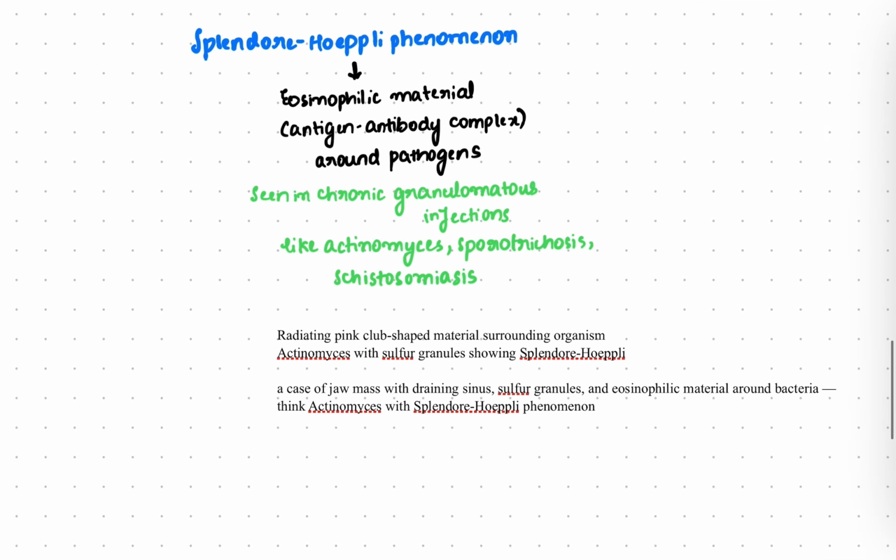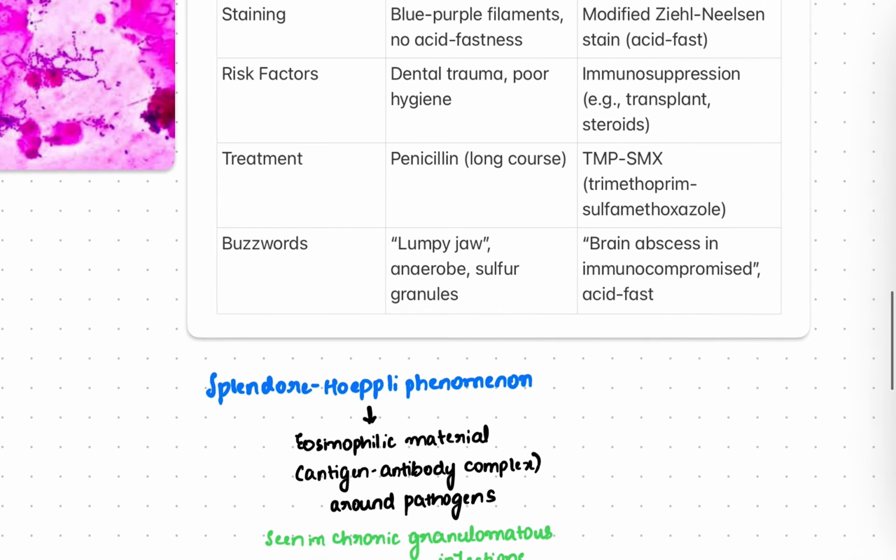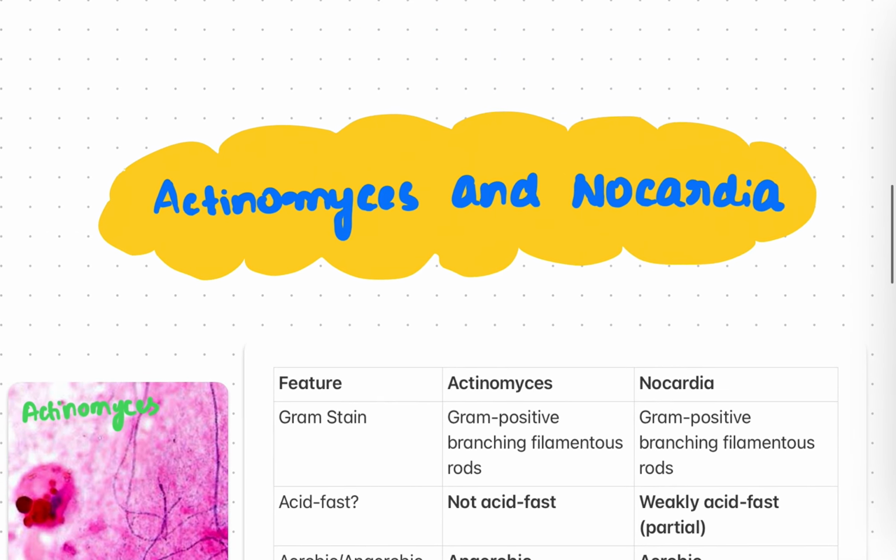So whenever we see a case of jaw mass with draining sinus, sulfur granules, and eosinophilic material around the bacteria, that is the Splendore-Hoeppli phenomenon, and we should always think of Actinomyces. So these are the important points in Actinomyces and Nocardia.